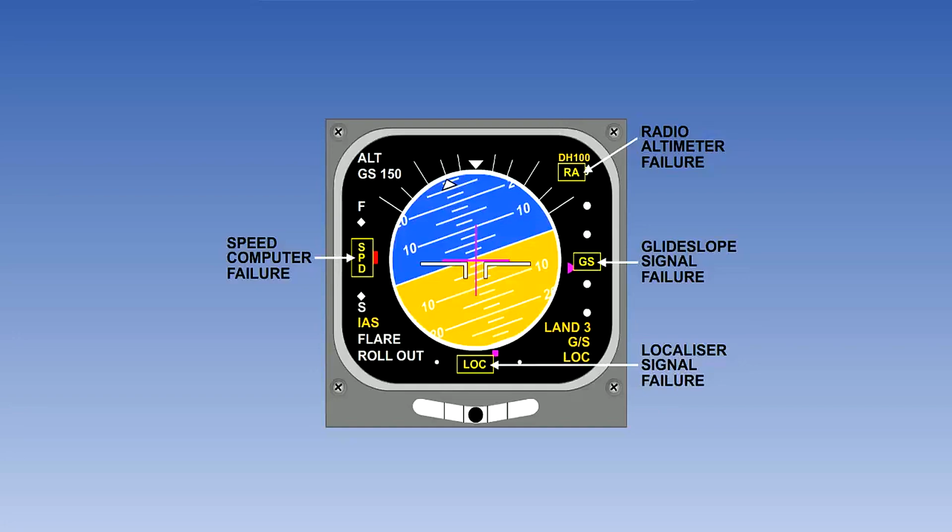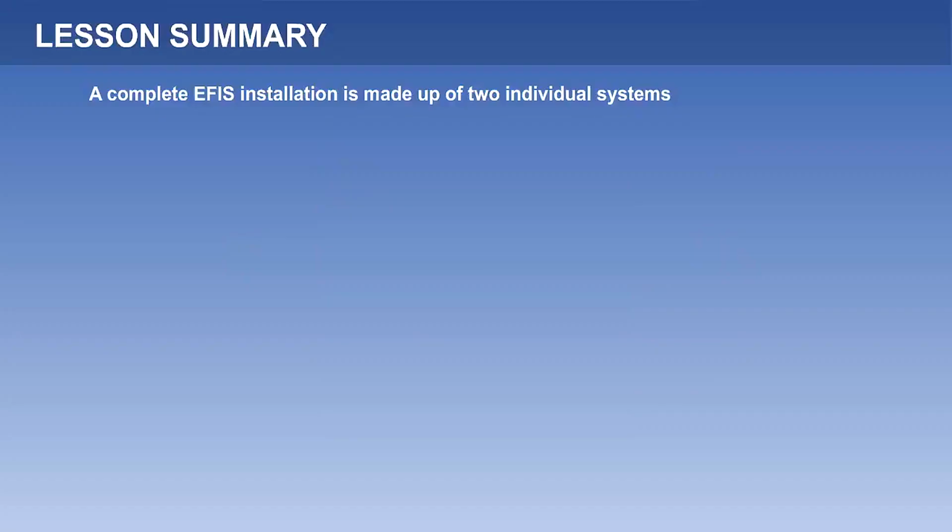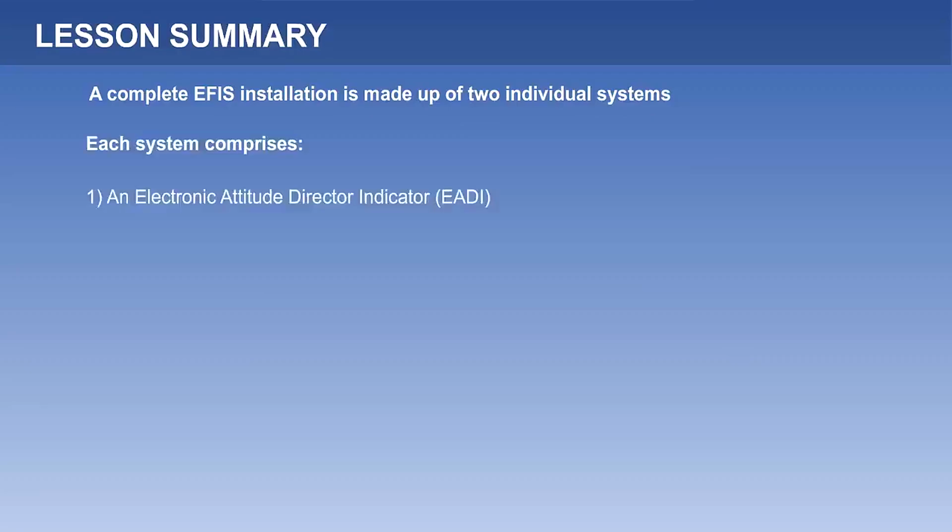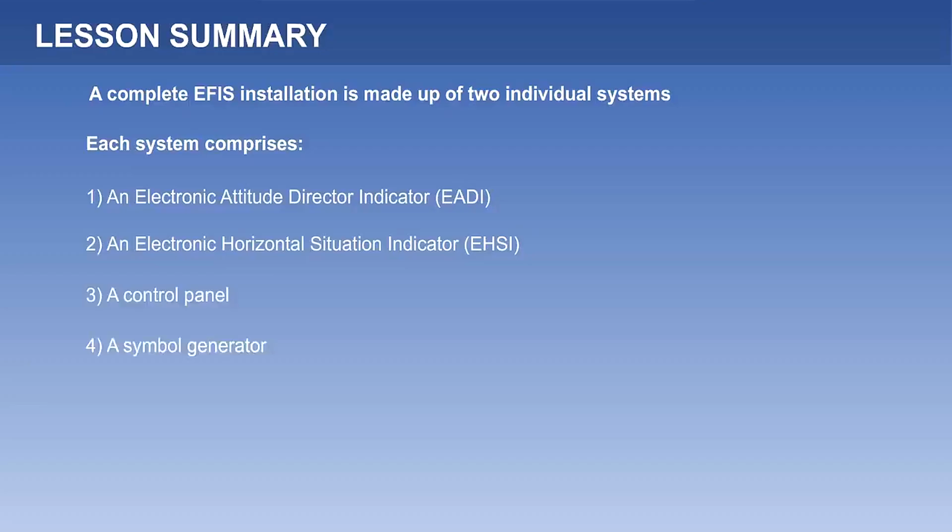A complete EFIS installation is made up of two individual systems. Each system comprises an electronic attitude director indicator or EADI, an electronic horizontal situation indicator or EHSI, a control panel, a symbol generator, and a remote light sensor unit. There is also a third backup symbol generator.